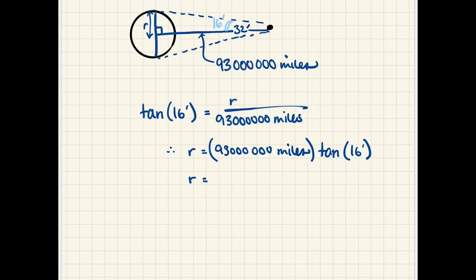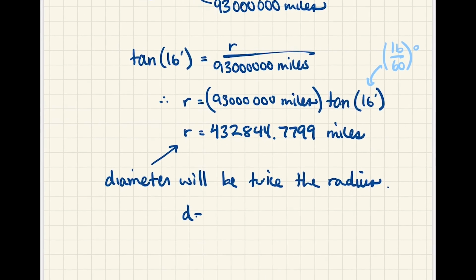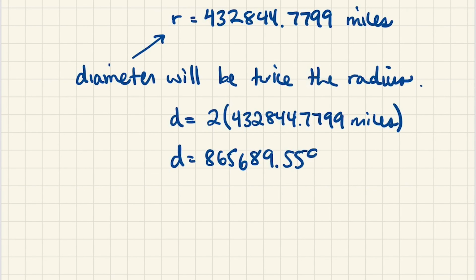Okay, let's do this calculation. Now remember, we're not putting in 16 for the tangent, we're putting in 16 over 60 to convert to degrees. So on a calculator, I get 432,844.7799 miles. Okay, the diameter will be twice the radius. So we'll just say that d is 2 times that. And we get 865,689.5598.